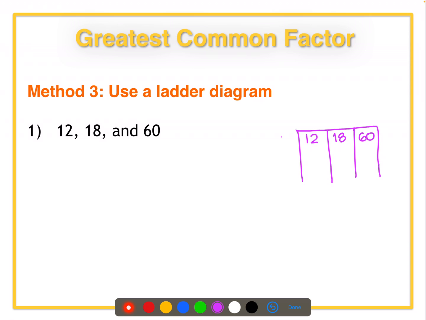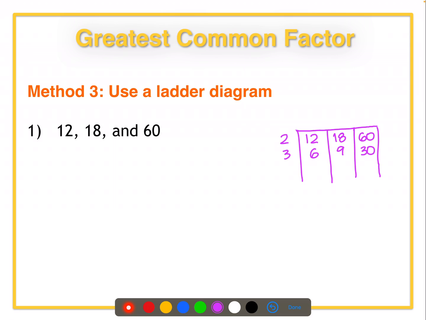So by which prime number can we divide 12, 18, and 60? The smallest one is 2. They are all divisible by 2. So 12 divided by 2, the answer will be 6. 18 divided by 2, the answer is 9. And 60 divided by 2, the answer is 30. So now we have 6, 9, and 30.